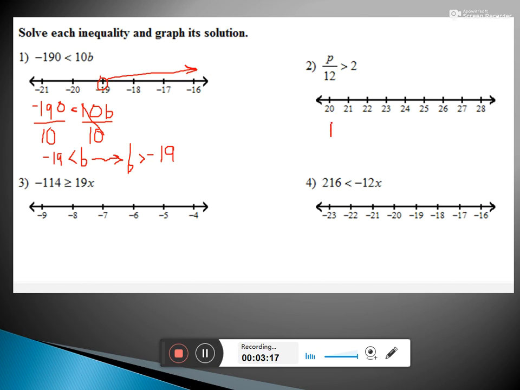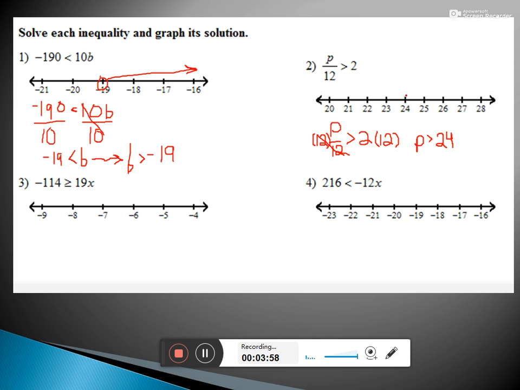We have p over 12 is greater than 2. Now, this fraction bar doubles as a division bar, don't forget. So to undo division, we're going to use multiplication. We're going to multiply by the number that's in the denominator. So we're going to multiply both sides by the number 12. Again, everything in this inequality is positive, so we're good to go. 2 times 12 is 24. So we end up with p being greater than 24. And because the variable is first, we don't have to change anything. We're just going to straight up graph it.